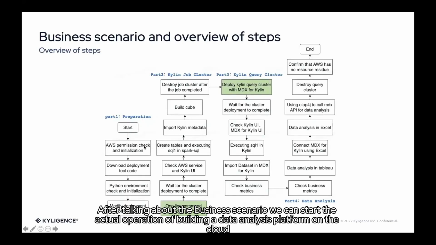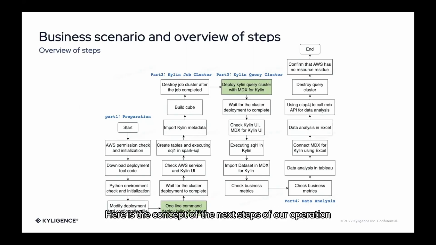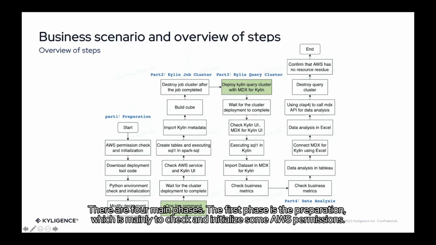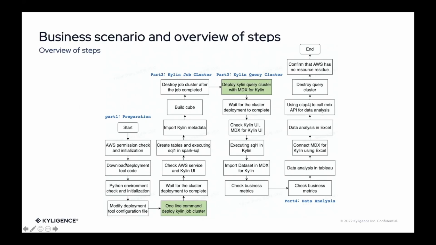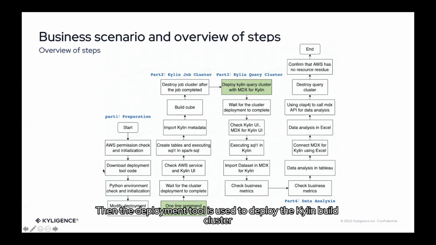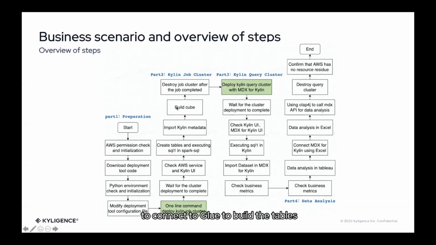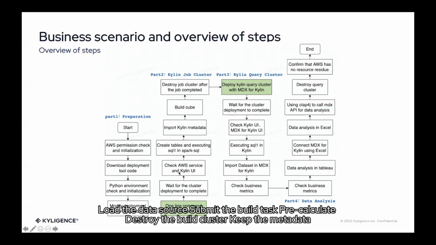After talking about the business scenario, we can start the actual operation of building a data analysis platform on the cloud. Here is the concept of the next steps of our operation. There are 4 main phases. The first phase is the preparation, which is mainly to check and initialize some AWS permissions. Then the deployment tool is used to deploy the Kylin build cluster, connect to Glue, build the tables, load the data source, submit the build task, precalculate, destroy the build cluster, and keep the metadata.